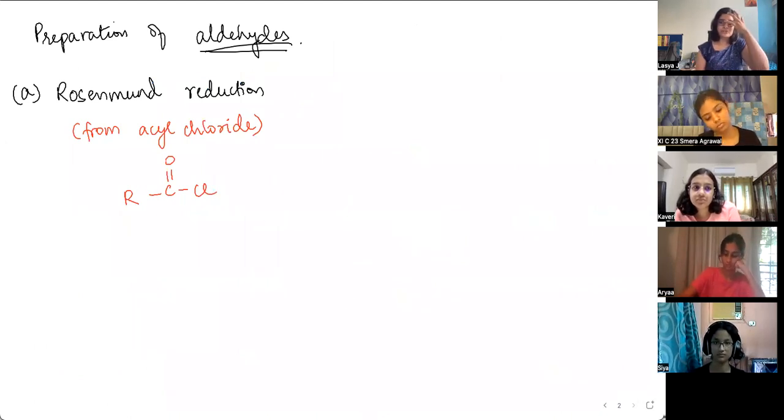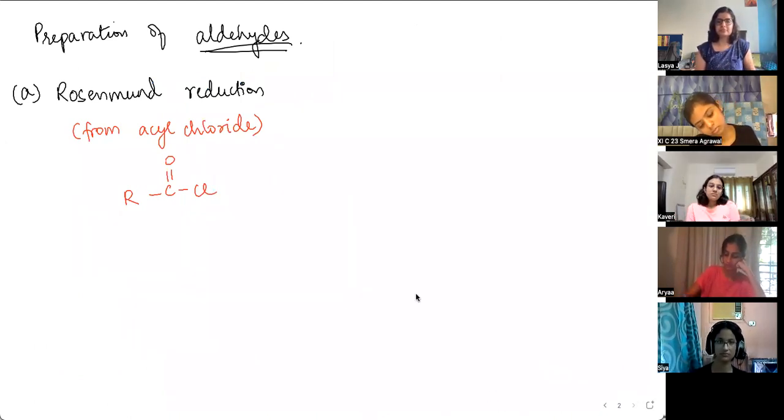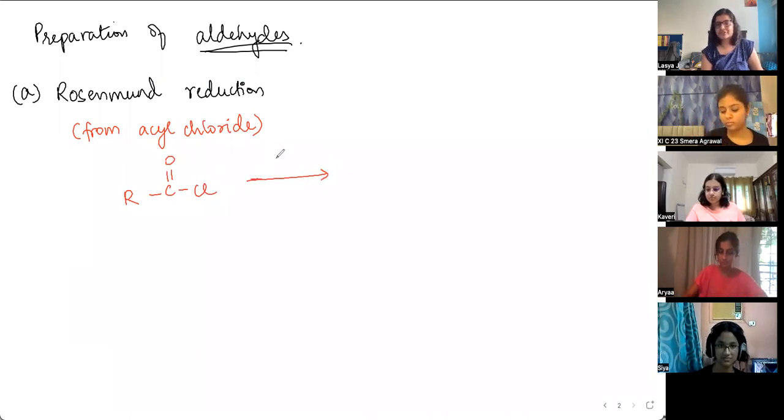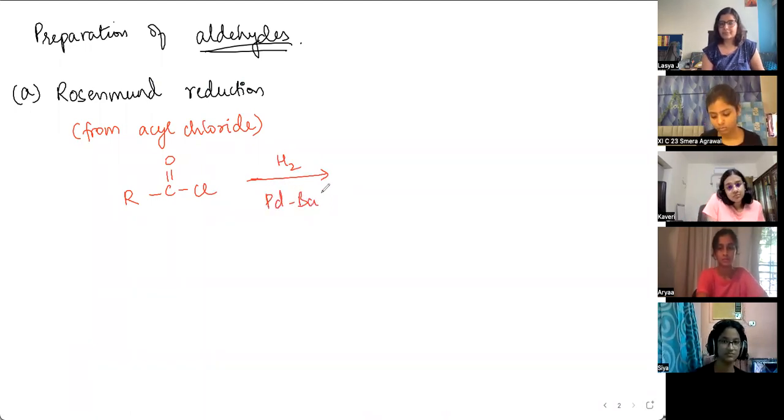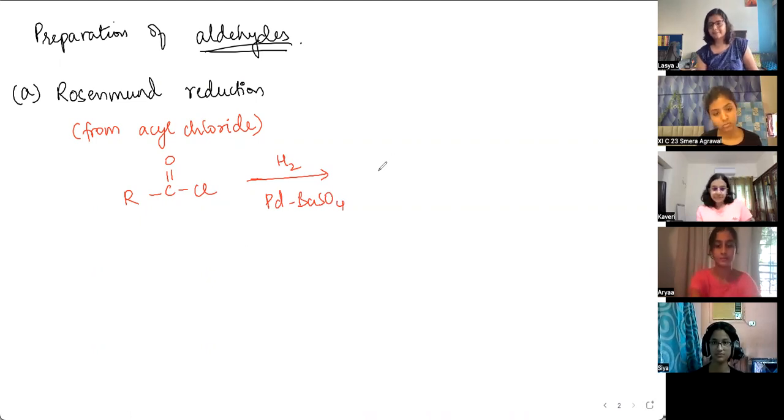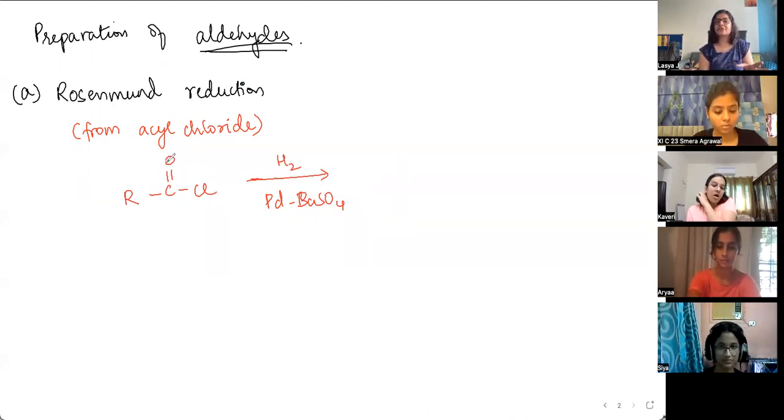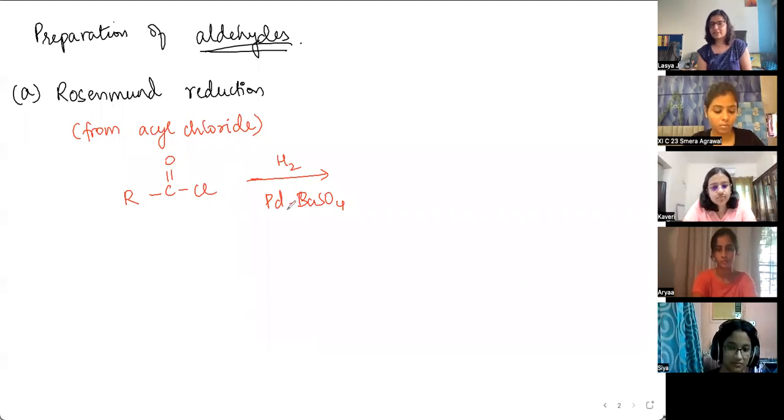Okay, so back to Rosenmund reduction. From acyl chloride, reduction means basically you substitute the chlorine with hydrogen. The source of hydrogen is direct hydrogen gas in the presence of palladium and barium sulfate. If you don't use the barium sulfate here, you're going to have complete hydrogenation, and you're going to end up getting an alcohol. In order to control it, because you want to retain the C double bond O, protect this, you end up poisoning the palladium with a little bit of barium sulfate.